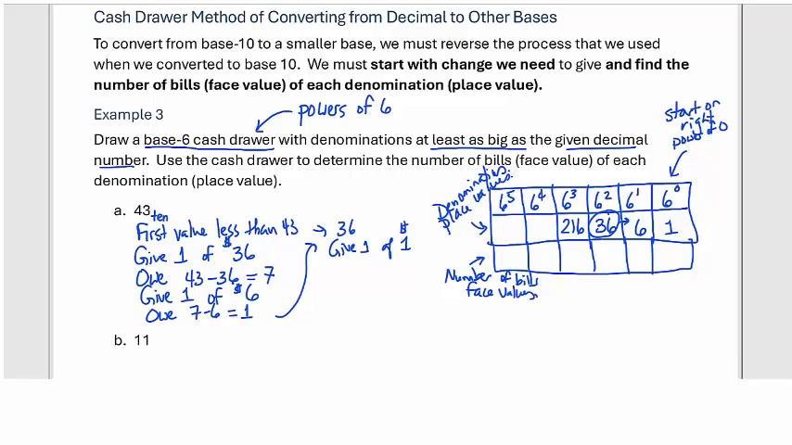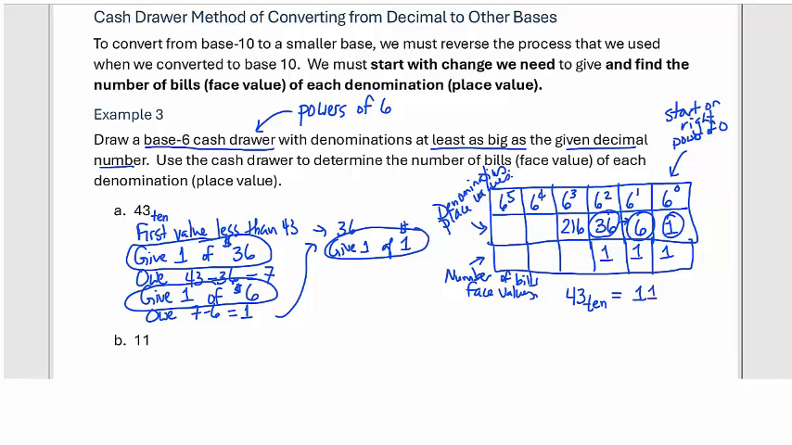So what did we say? We said we were going to give one of the $36 bills. That gave us $36 plus one of the $6 bills. So one of these, that's going to add up to $42 so far. And then we're also going to give one of the $1 bills. So that adds up to the 43. And what this tells me is that 43 base 10 is the same as 111 in base 6.